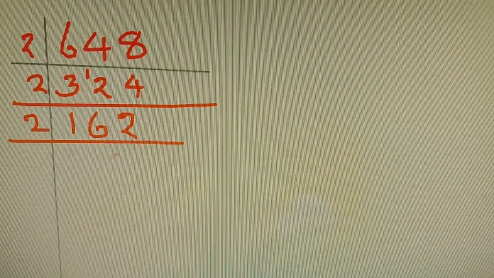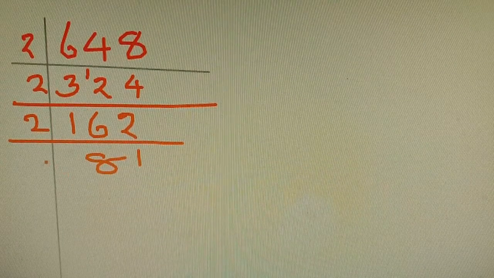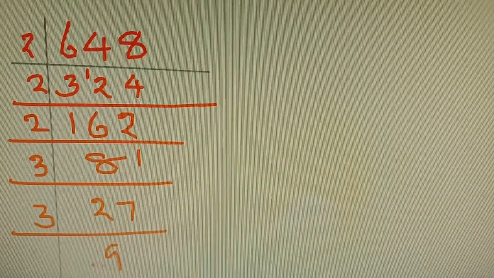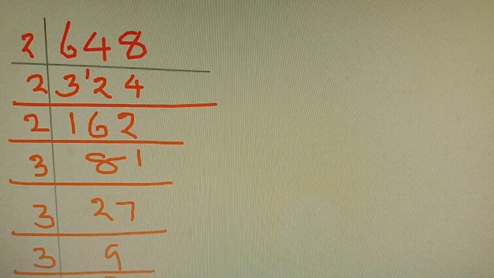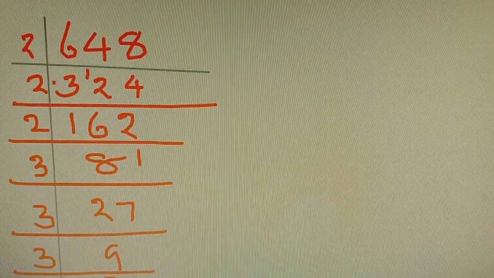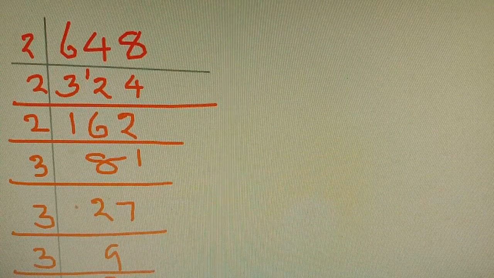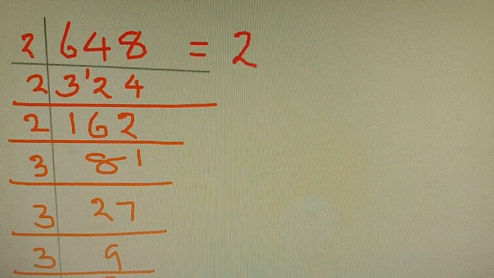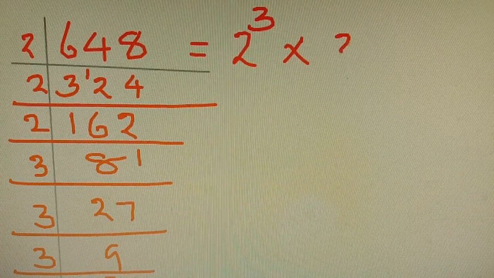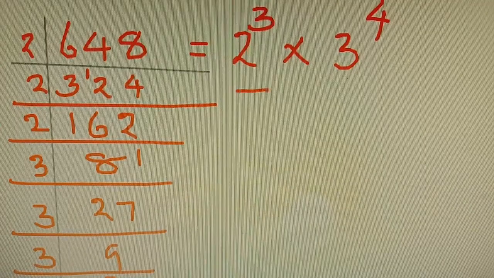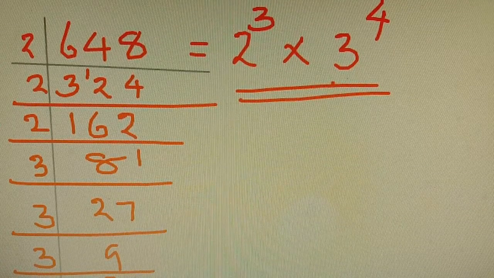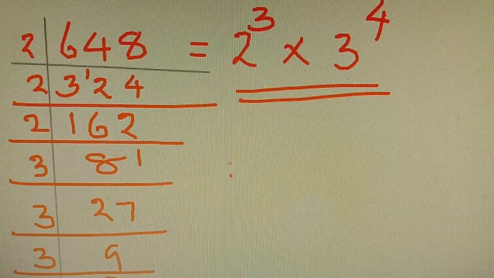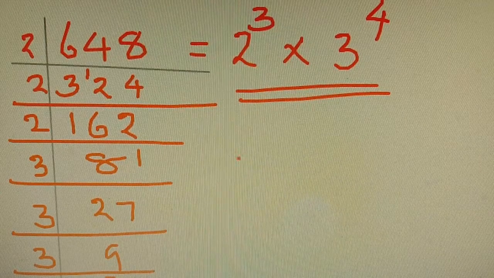So 648 we can write as 2 to the power of 3 times 3 to the power of 4. That is the exponential form, that is the product of prime factors. 2 to the power 3 into 3 to the power 4. Then we can just verify: 2 to the power 3 means 8, 3 to the power 4 means 81. 81 times 8 is 648. So our answer is correct. 2 to the power 3 times 3 to the power 4, that is the answer for 648.